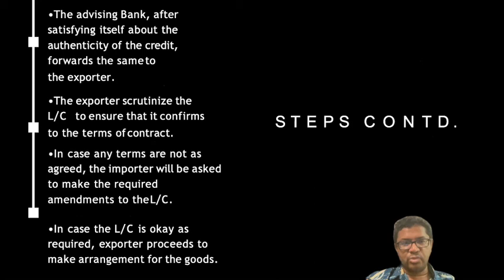Suppose the exporter finds some discrepancy, the exporter can ask the importer, hey importer, my friend, my business partner, please make this amendment because this is not as per the original terms and conditions which we have agreed. For example, we agreed for $50,000 and in the LC you say it is €50,000. It is a discrepancy because it is not the same currency that we agreed before. So such discrepancies need to be resolved.